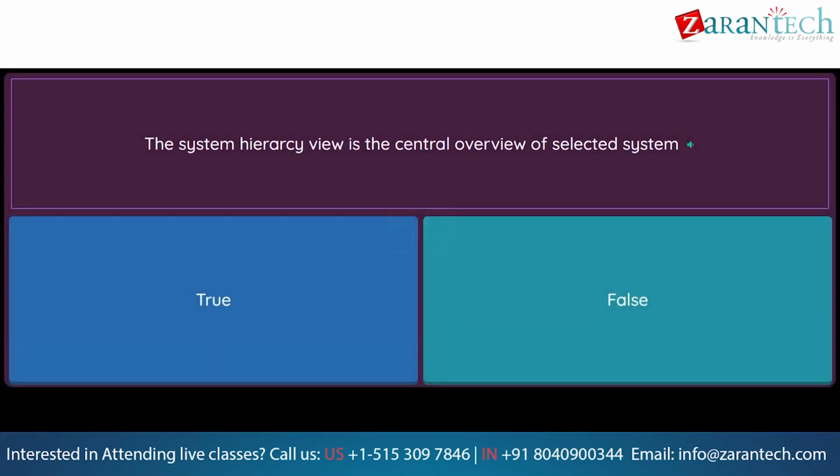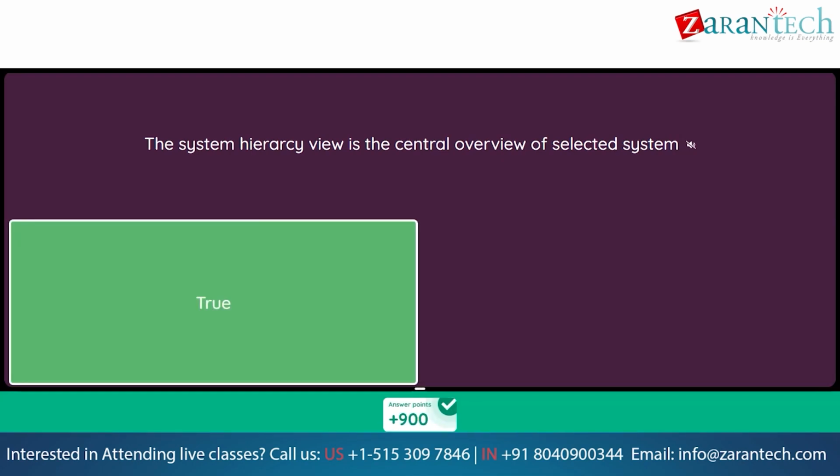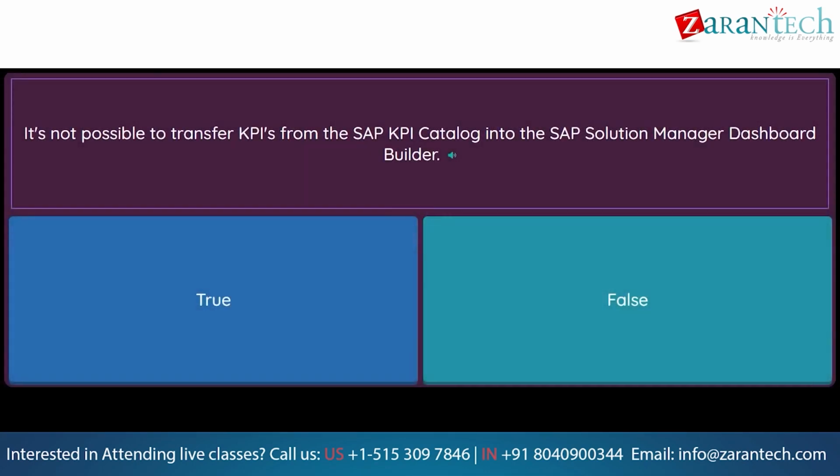Question: the system hierarchy view is the central overview of selected systems. Option 1 true. Option 2 false. Question: it's not possible to transfer KPIs from the SAP KPI catalog into the SAP Solution Manager dashboard builder. Option 1 true. Option 2 false.